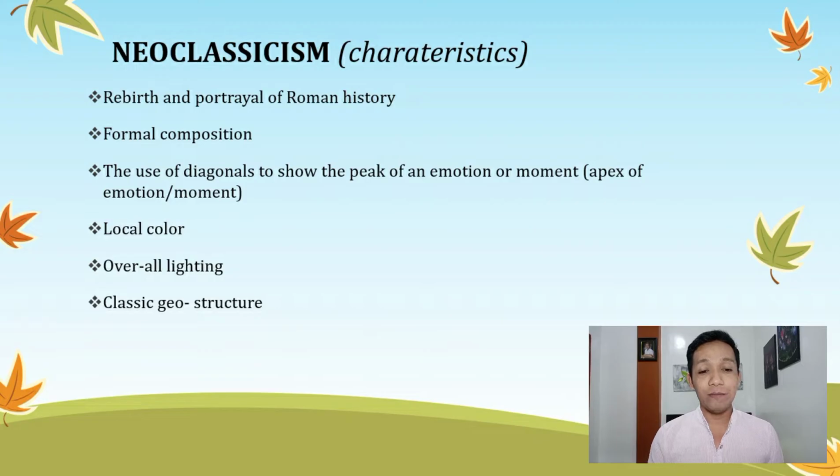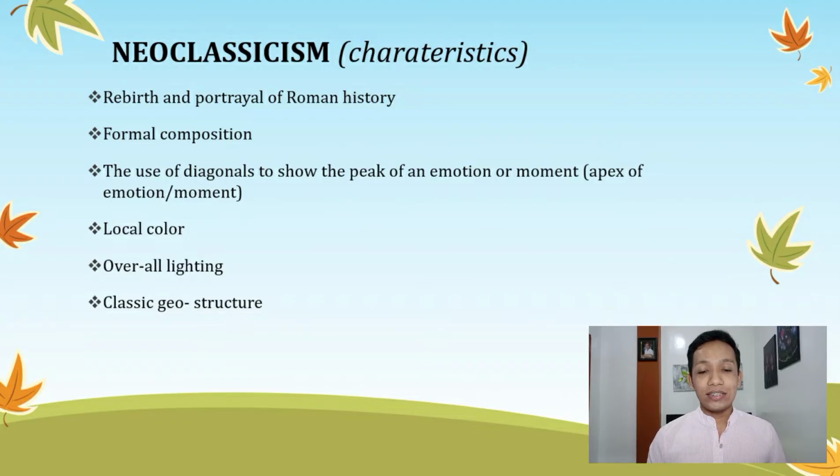First is rebirth and portrayal of Roman history. So heroes among the Romans are being recognized through this characteristic. Second, formal composition. So there is adaptation of the formality of the classicism. The use of diagonals to show the peak of an emotion or moment. So it means that aside from its formality, there is integration of emotion in this type of movement through diagonals, because diagonals mean emotion or moment.